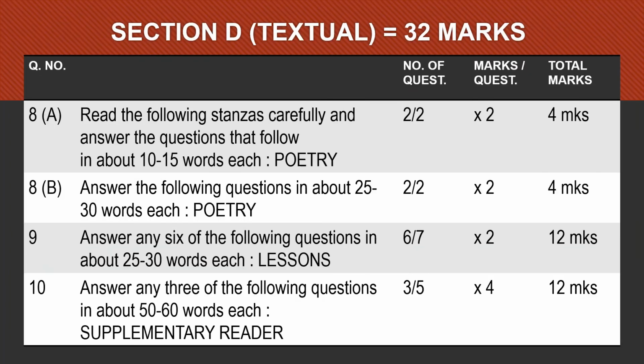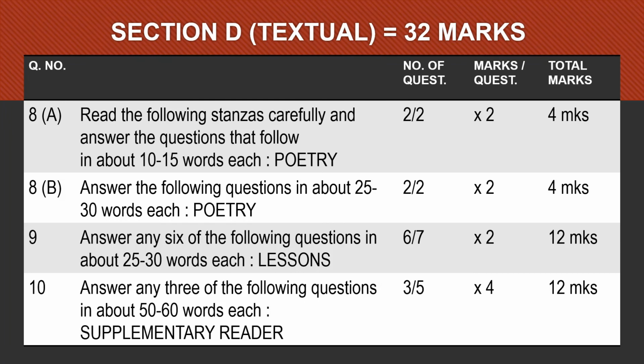Okay, now here are the kinds of questions that you will be asked. 8A is a reference to context based on the poems. Okay, you're given the extract from the poem and you have to answer the 2 questions. There are 2 extracts, 2 questions each, gives you 4 marks. Okay, 8B is your poetry, long answers. This is based on your understanding of the poem. Okay, its theme, its central idea, and its analysis. 25 to 30 words each, 2 questions, 2 marks each. You get 4 marks here.